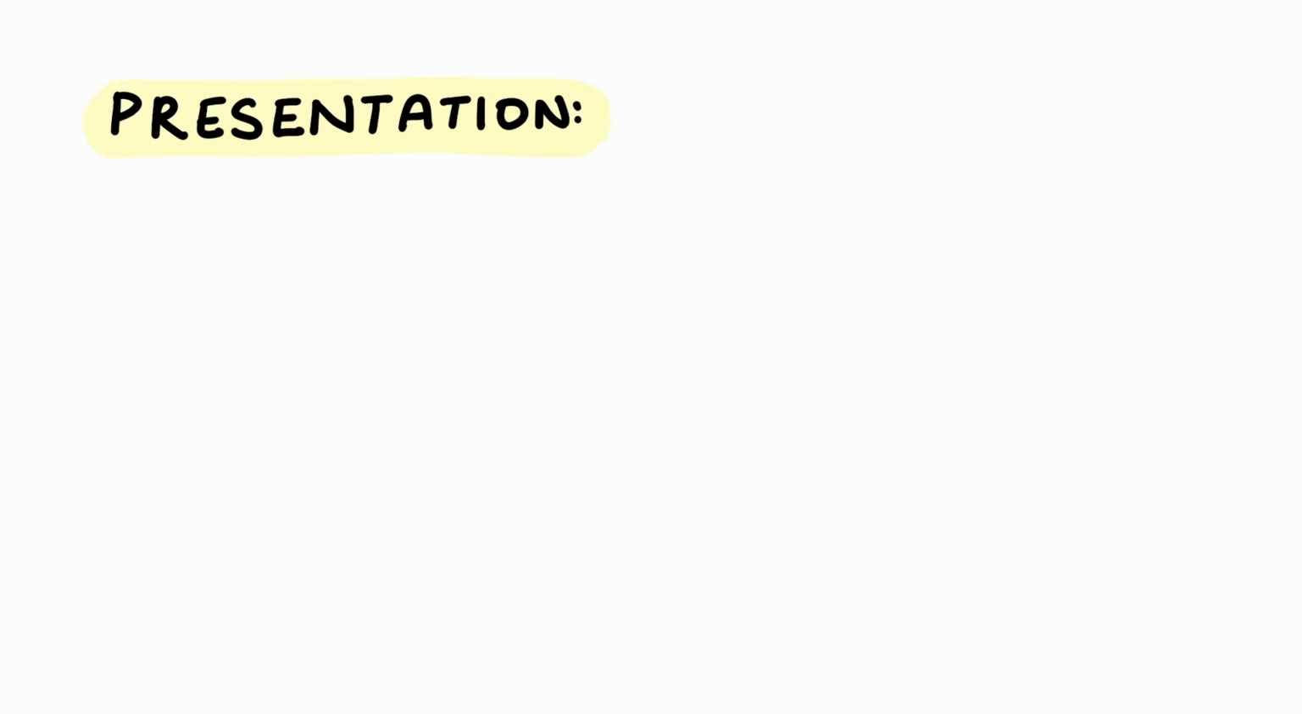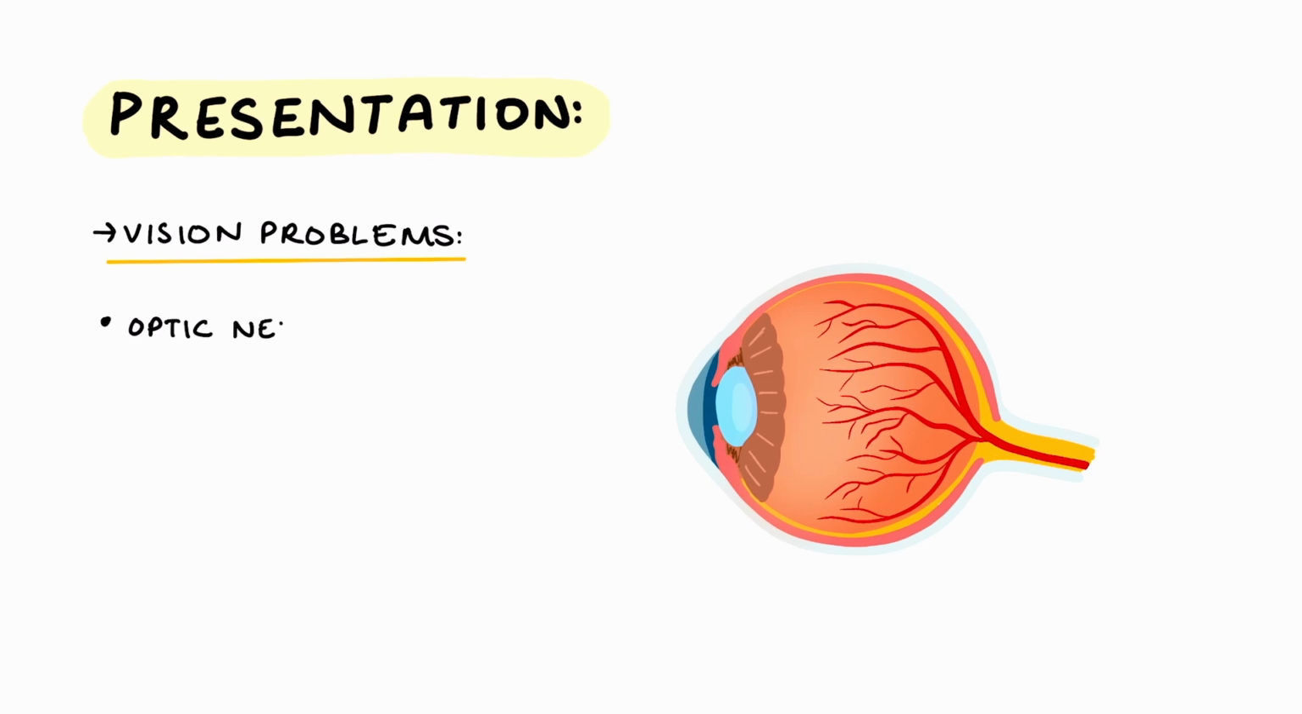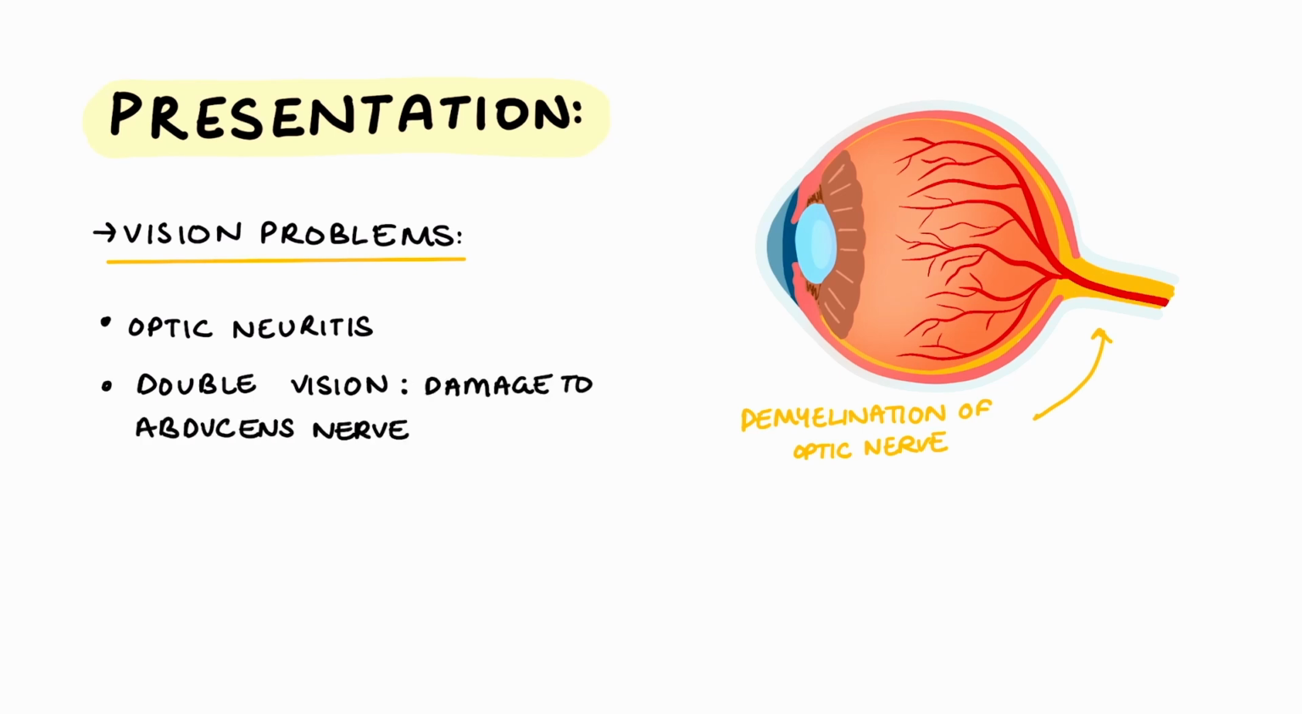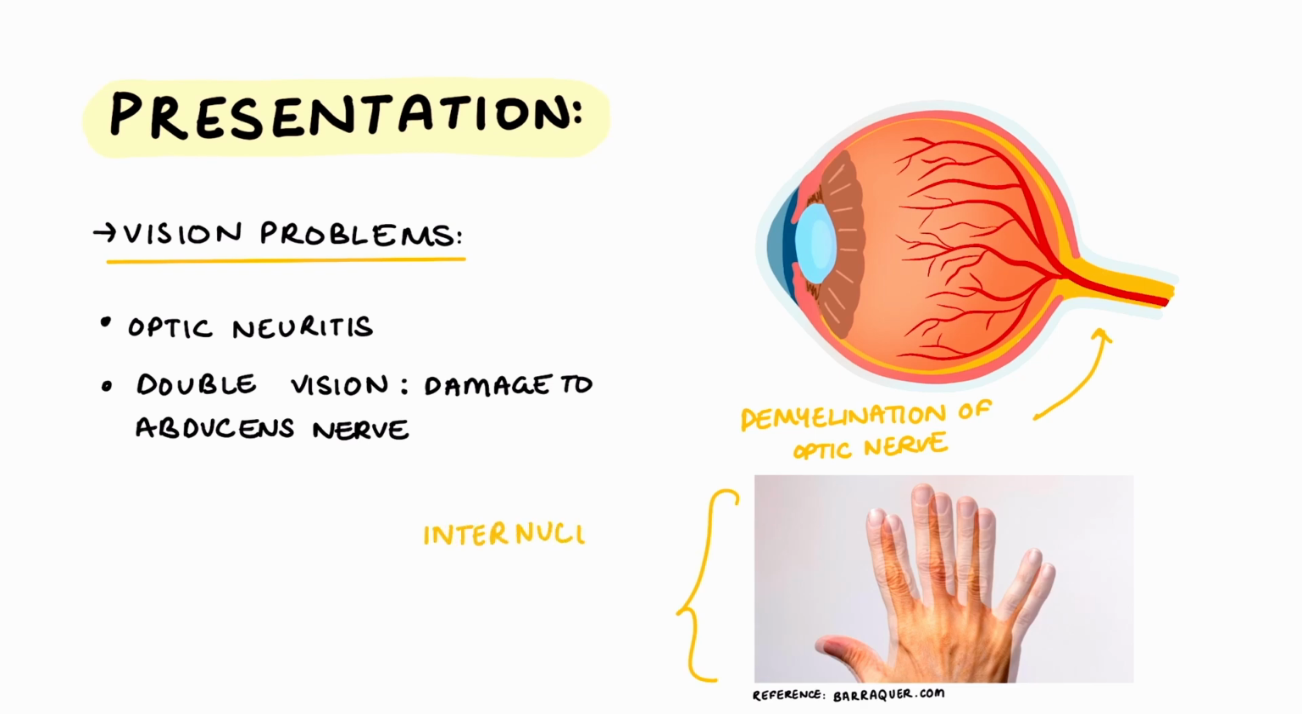Vision problems include, firstly, optic neuritis. Most patients initially present with optic neuritis, as this includes the demyelination of the optic nerve. There can also be double vision due to the damage of the abducens nerve. This is known as internuclear ophthalmoplegia.